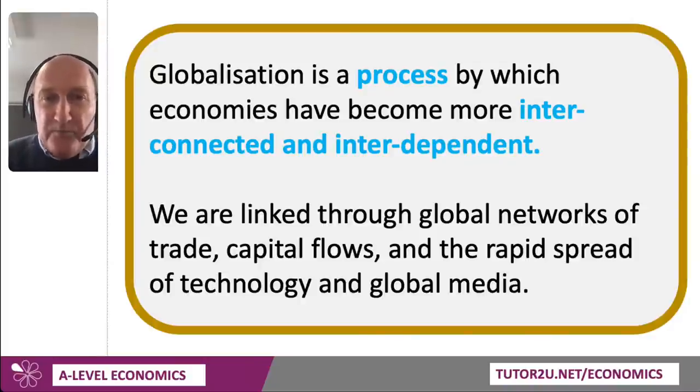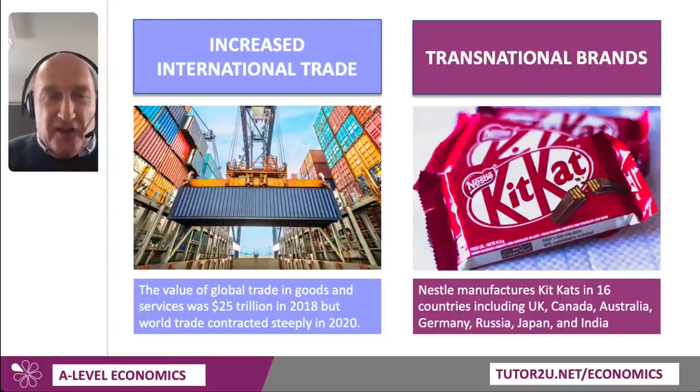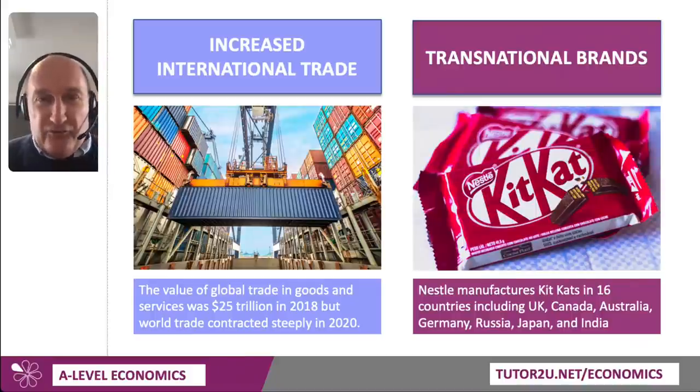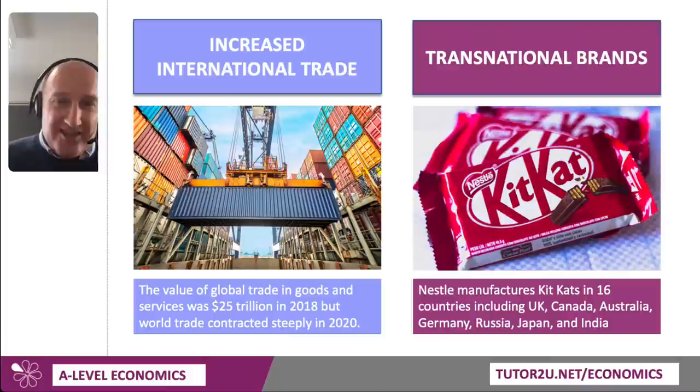Moving on, here's an aspect of globalization. World trade in 2018, the value of world trade was $25 trillion, but it fell by about 10% in 2020. So obviously the pandemic caused a huge shock to the world economy, but the size of trade is huge. Come back to that in a second. And of course, we have the rise of transnational brands and multinational corporations. Nestle, for example, manufactures Kit Kats in 16 different countries.